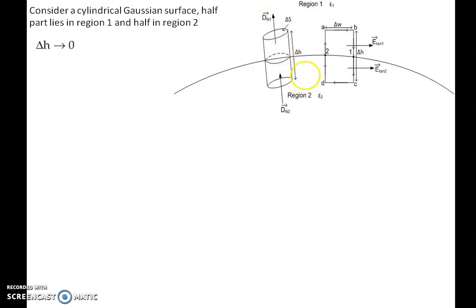So when delta S tends to 0, then we can analyze the height. If height becomes 0, then we can analyze the boundary condition. So for that, delta H should tend to 0. So the flux corresponding to the lateral sides of the cylinder is 0.